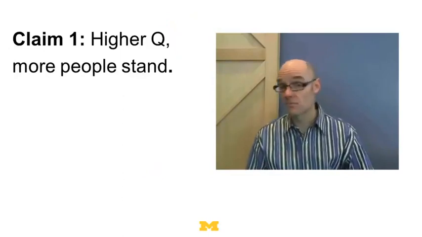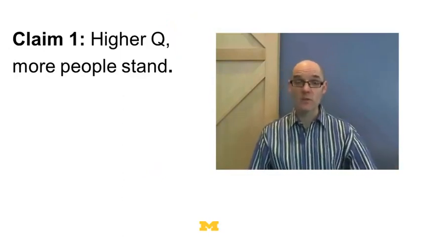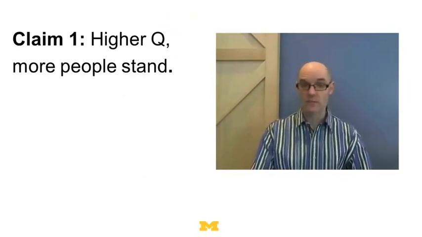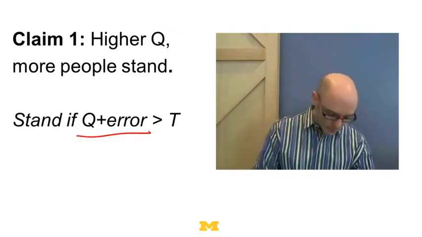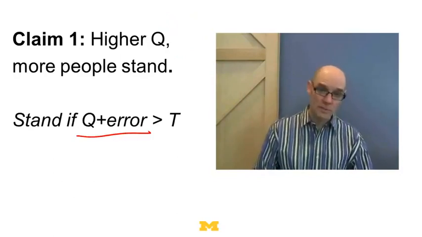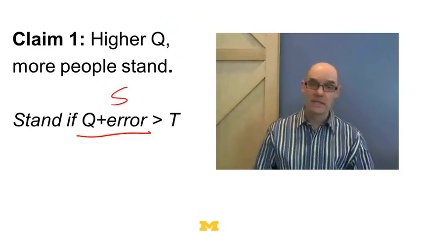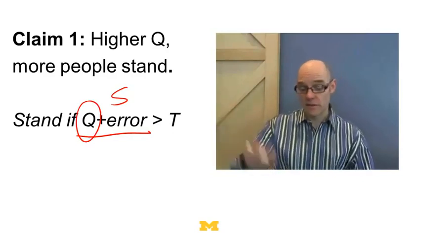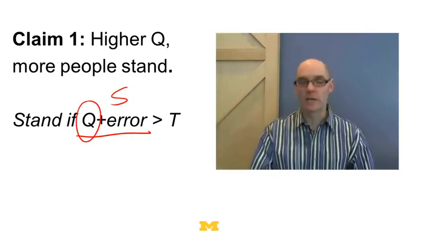So now let's think through some of the results we can get from this model. The first claim is, the higher the quality of the show, the more likely there is to be a standing ovation. Why is that true? Well, you stand if the quality plus the error, which is your signal, is above the threshold. So if the quality is higher, your quality plus your error term is higher, and it's more likely to be above the threshold, more likely to get a standing ovation.